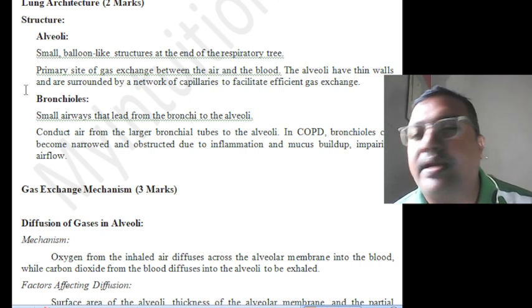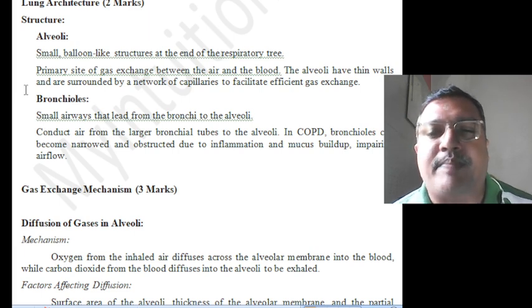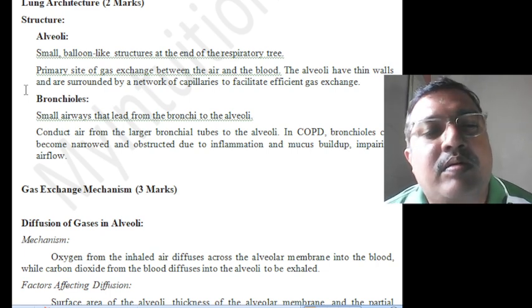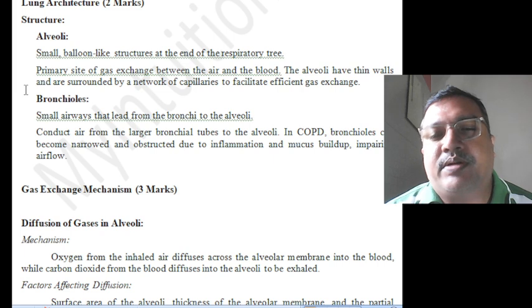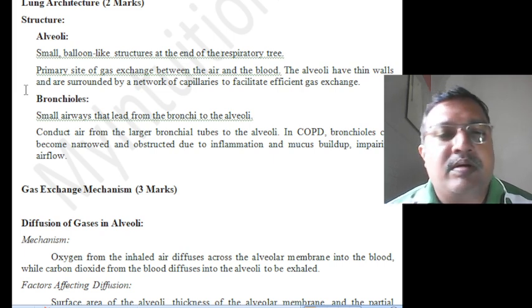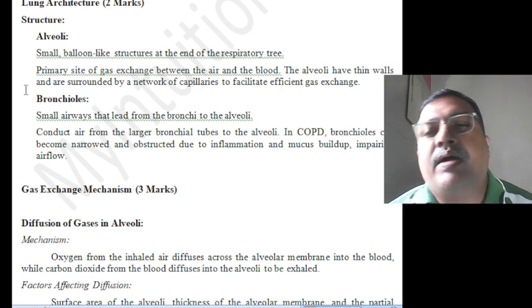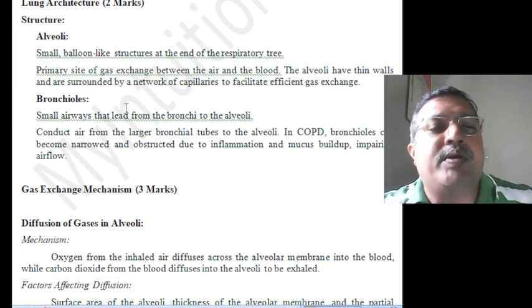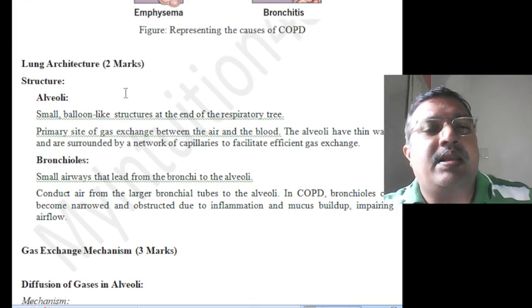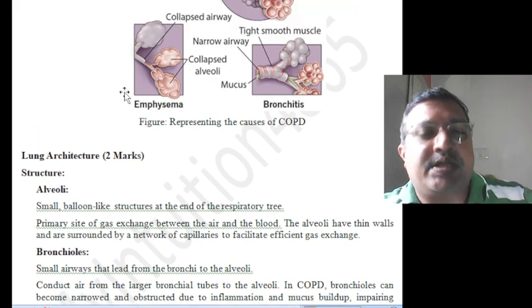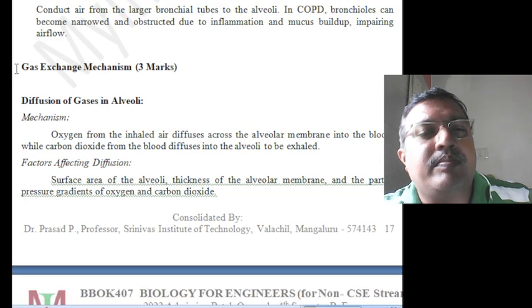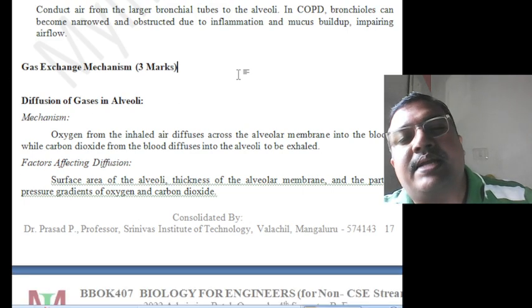So in a COPD condition, the bronchioles can become narrowed and obstructed due to inflammation and mucus buildup, which block or impair the airflow. This is the condition. Okay, so alveoli and bronchioles, these are the lung architecture. If you are asked, you need to explain what is alveoli, what is bronchioles. Moving to the next section, that is gas exchange mechanism, which carries 3 marks.